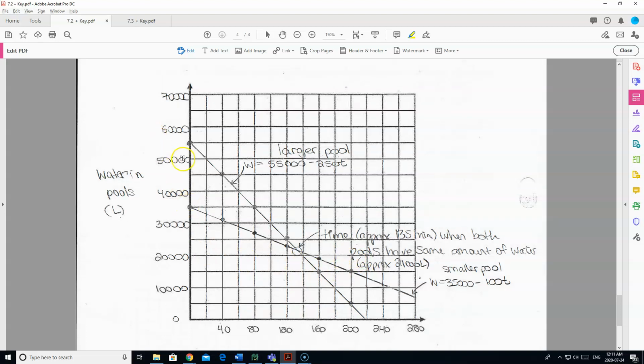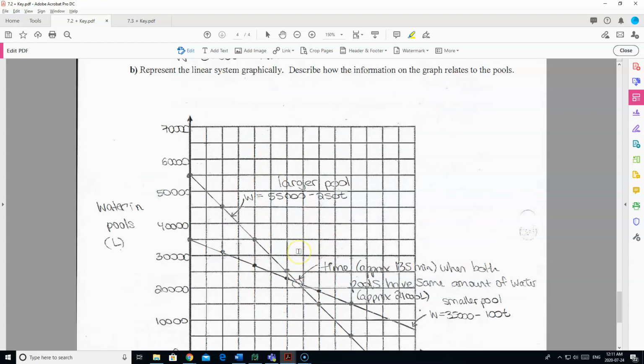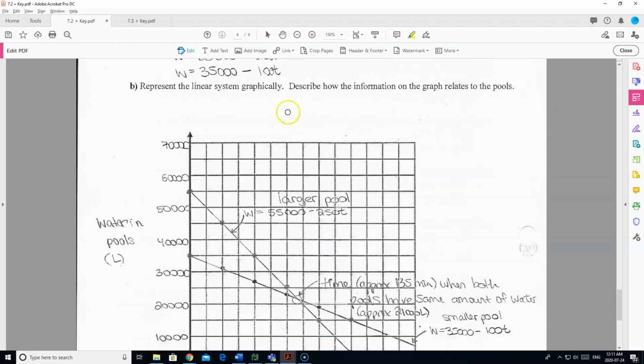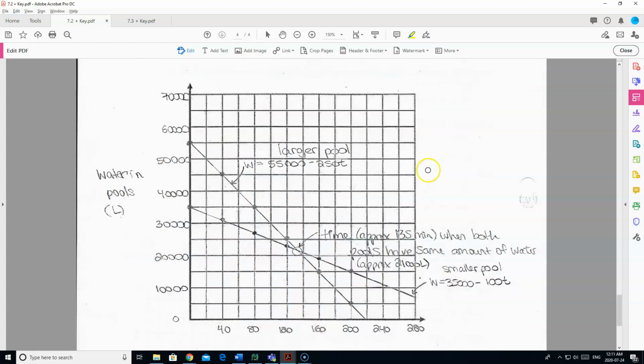Okay, once you've got the graph set, make sure again the y-axis is labeled with the units, and the x-axis is labeled with the units. Make sure your lines are labeled so we know which is which, right? So that's about it. That's how you graph it. And then, describe how the information in the graph relates to the pools. We kind of talked about it. 55,000 is the bigger pool.